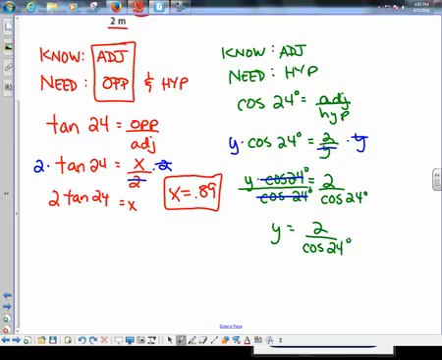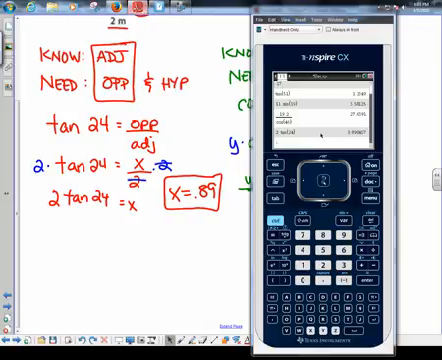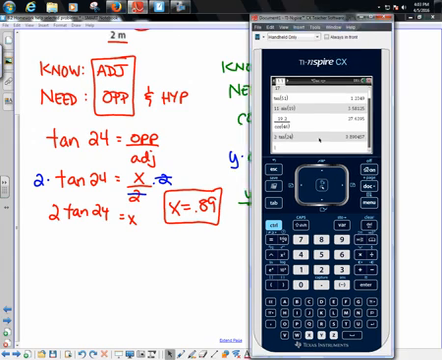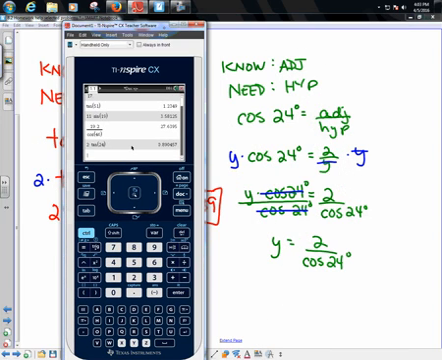I'm going to go to my calculator and plug some stuff in. Where did it go? Oh, what the heck happened? All right. Sorry, everything is now falling apart.